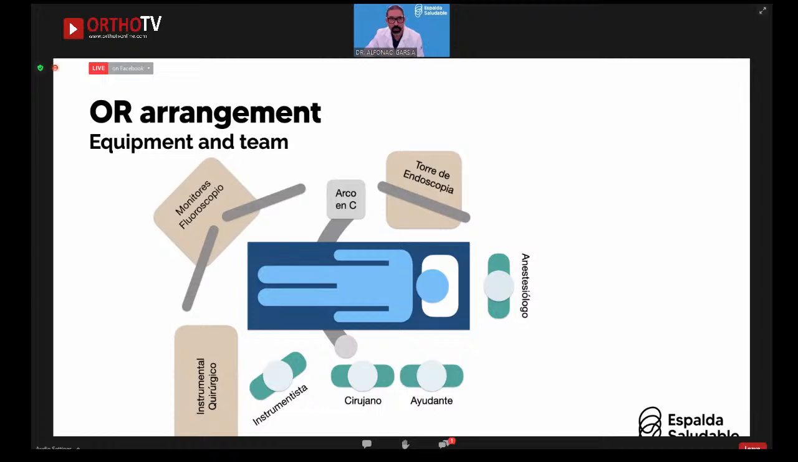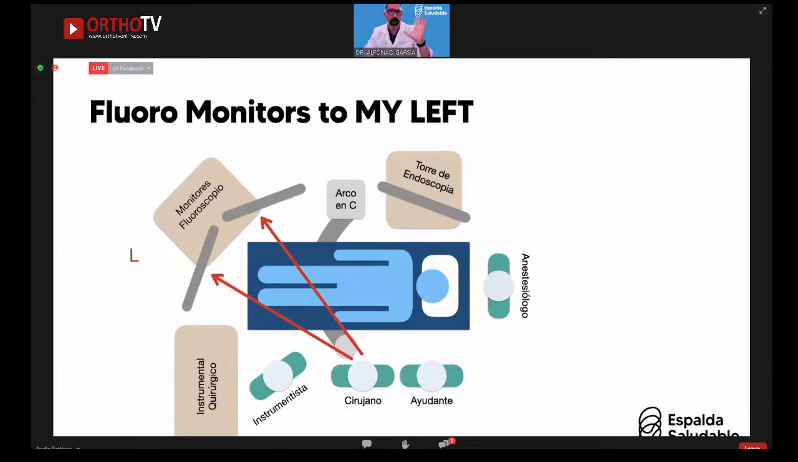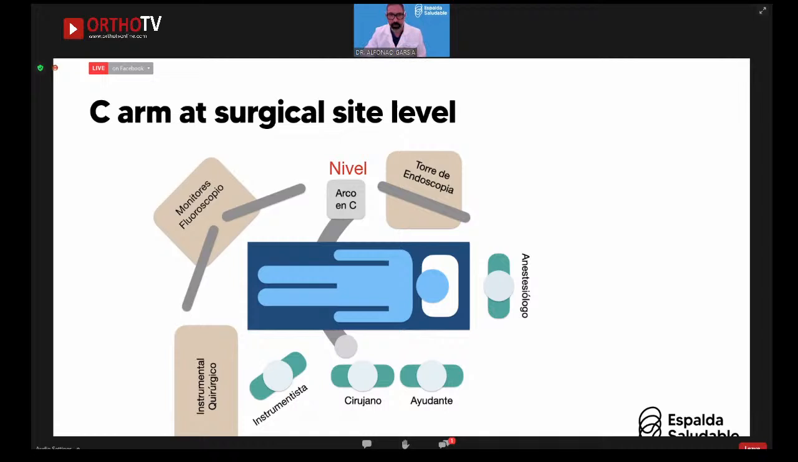So the OR arrangement, as I like to do my surgeries, is I always keep my endoscopic tower to my right. It doesn't matter if I'm approaching from the left or from the right, I always keep my endoscopic tower towards the right. My fluoro monitors are always to my left, and the C-arm is exactly at the level where I'm working.